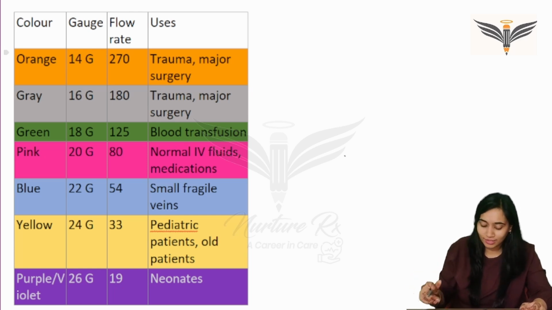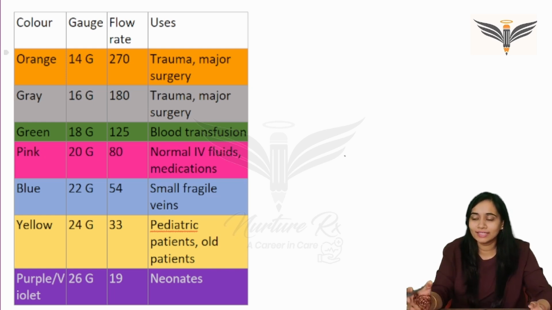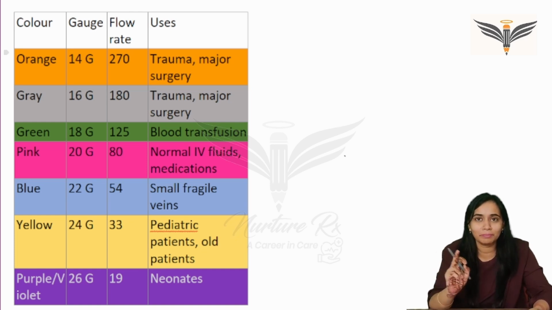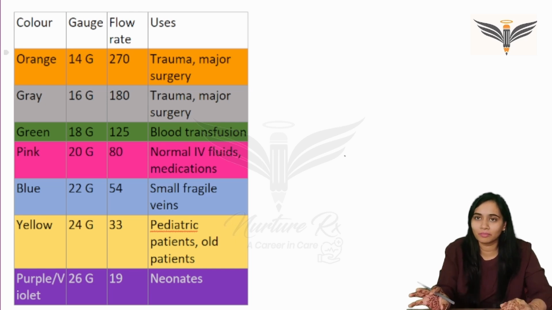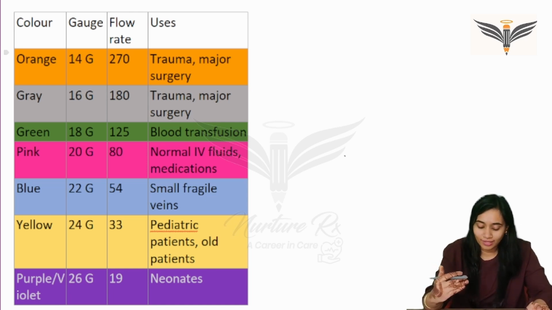Now coming to the next one, the pink color cannula. Now your pink color cannula is 20 gauge, and what is it used for? Whenever you go into the wards and open the drawer shelf where the cannulas are kept, the most common cannula that you're going to find is the pink color cannula. This cannula is used for normal IV fluid transfusion. Okay, so whenever you have to give normal IV fluids or the usual regular medication, you are going to use pink color cannula.